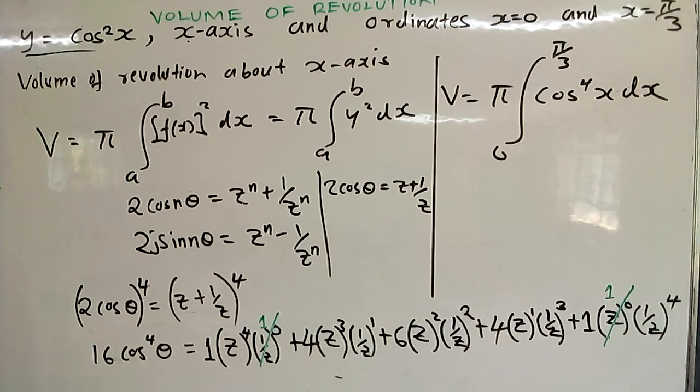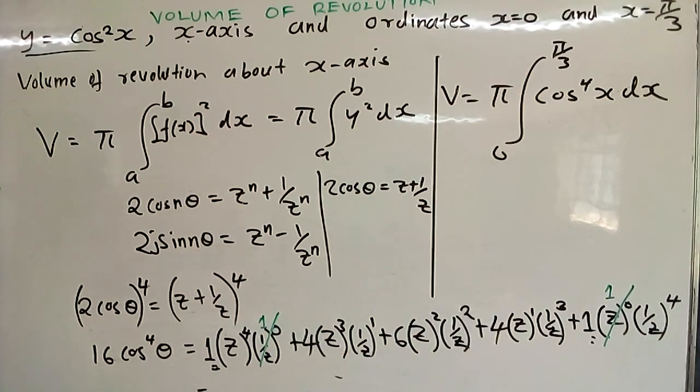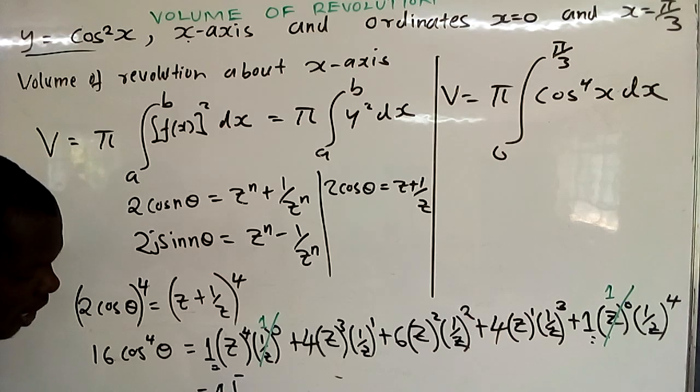After doing that, what next? We collect. The ones with the same coefficient must always be brought together, isn't it? Here has a coefficient of 1. This one has also a coefficient of 1. So you bring them together, isn't it? So if you factorize out a coefficient of 1, what do we have here?